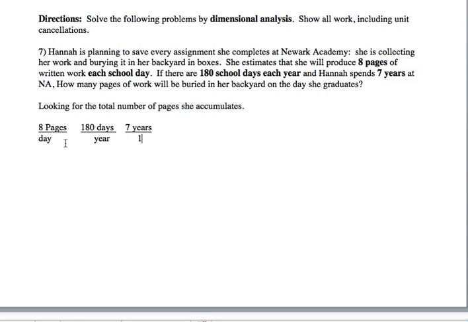If you'll notice, I want to end with pages, okay? So I don't want that to go anywhere, but everything else needs to cancel out. So let's see. Look, I have day there and days there. So I can cancel those out with each other if I multiply these two fractions. So I'm going to put a little x there to show that I'm multiplying. And then if I go here, look at that. I have year and year that are diagonal from each other. So those I can also cross out.